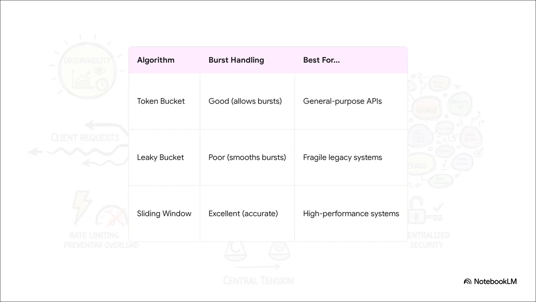And what's really fascinating here is how you choose which algorithm to use. It totally depends on what you're trying to protect. If your backend service can handle quick bursts of traffic, an algorithm like Token Bucket is great because it lets those bursts through, which is better for the user experience. But if you're protecting, say, an old, fragile database that can't handle spikes, you need something like Leaky Bucket, which smooths everything out into a constant, predictable stream. The algorithm has to match the system behind it.